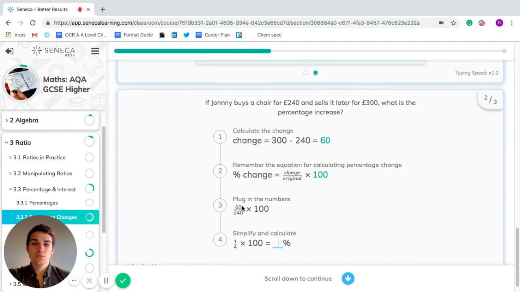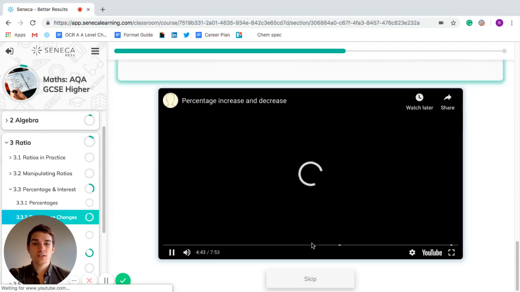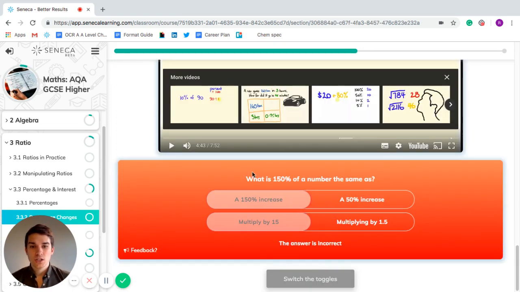So plug in the numbers. We've got the change divided by the original, 60 divided by 240 times by 100, which we can simplify if we want to, or we could just put that into a calculator. A quarter times 100 gives us 25. So the percentage increase is 25%. I'm going to skip this video again and you can watch it in your own time.